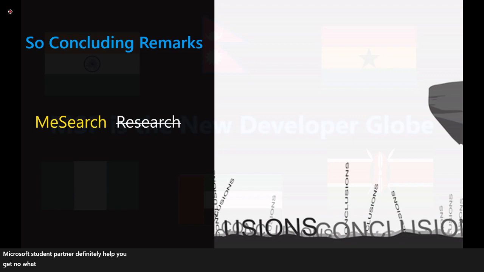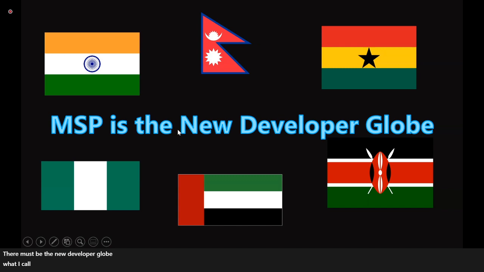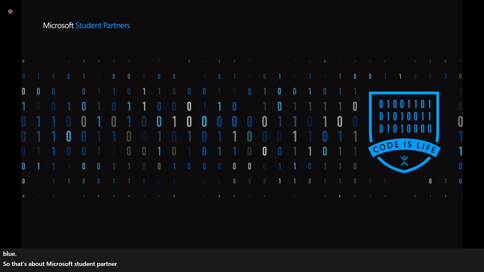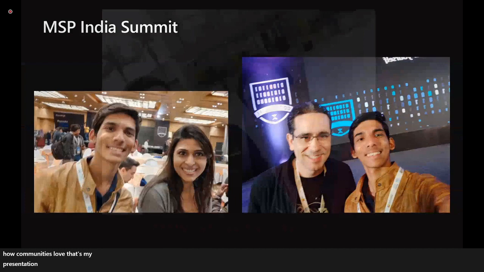So MSP is a new developer globe, what I call it, because in the last few months I have presented in six countries, two of them in person, India and UAE, and the rest virtually. So it was really fun. It's a developer globe. So that's about Microsoft Student Partner and how the community loves. That's my presentation, and that's how Microsoft Student Partner became my girlfriend.